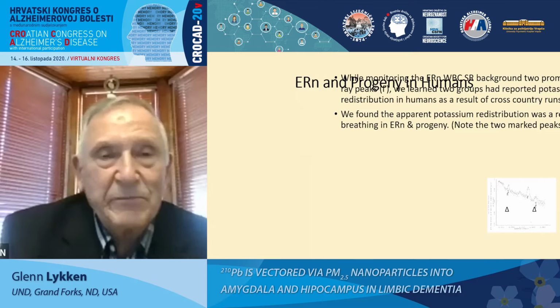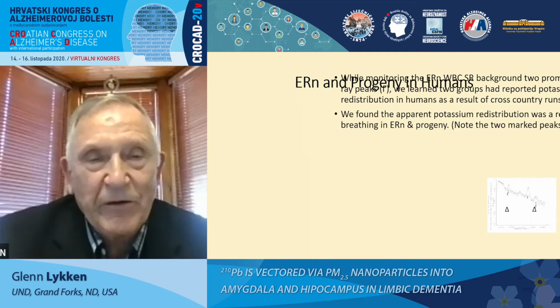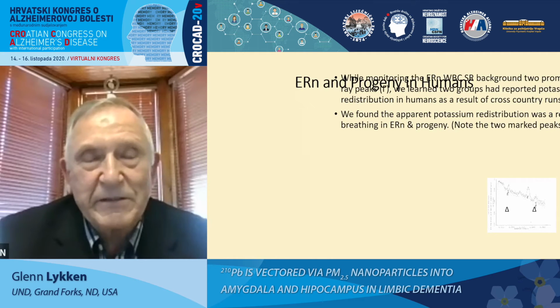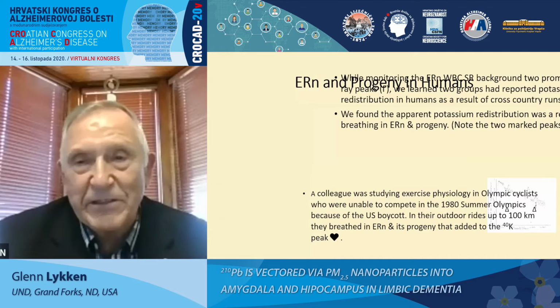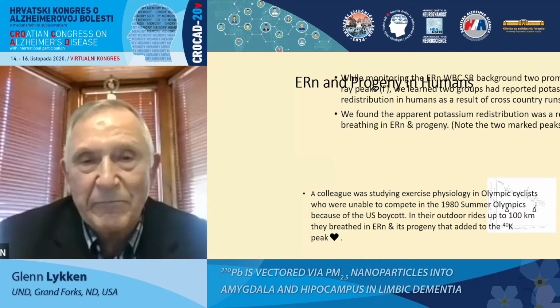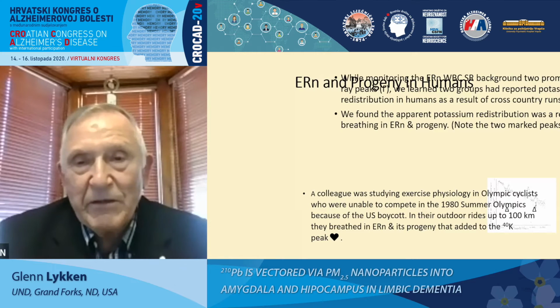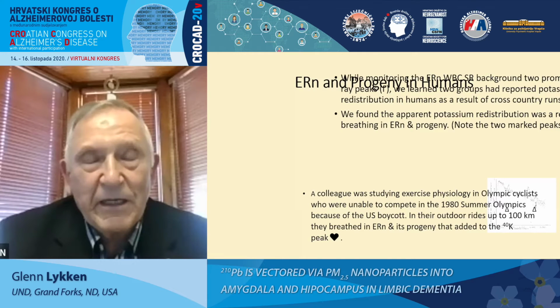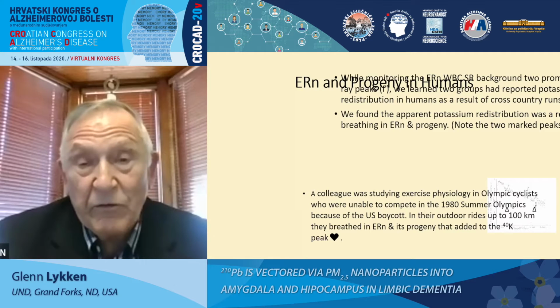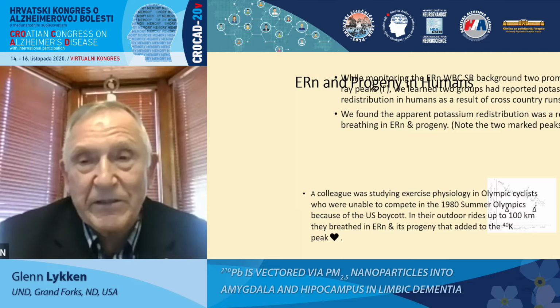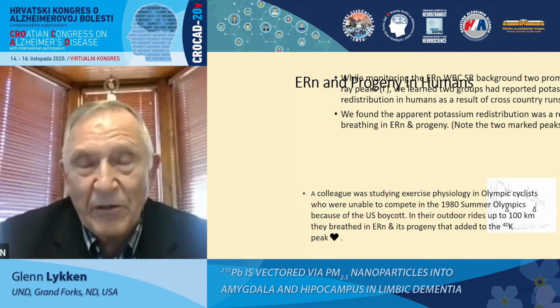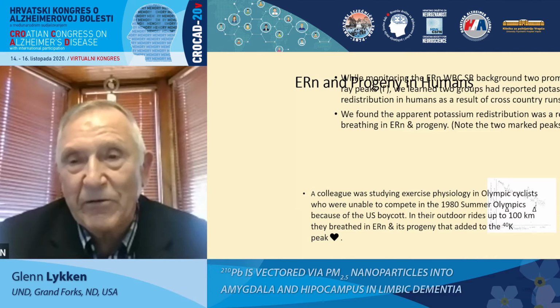So what happened is, this is about 1980 when the U.S. boycotted the Russian Olympics because the Russians were involved in Afghanistan. One of the colleagues was studying exercise physiology, and he got cyclists to come visit with us. At that time we had heard that potassium redistributed with exercise in cross-country athletes, so runners. So we looked at the muscle, the thigh, and parts of the abdomen of these cyclists after they went for 65-mile runs.